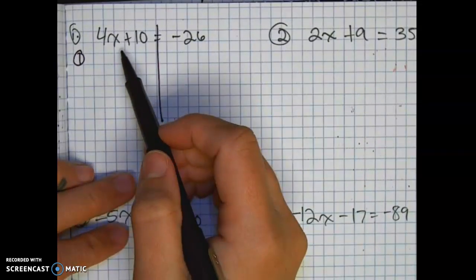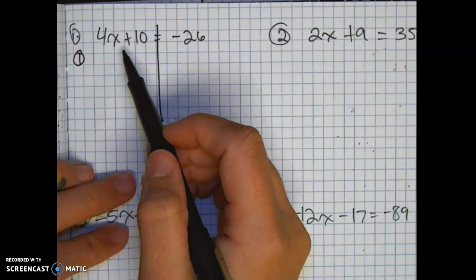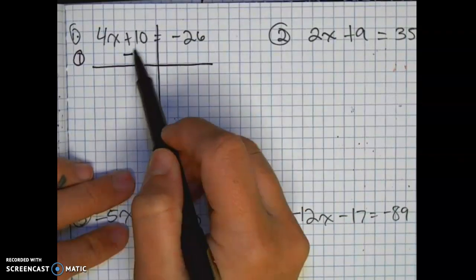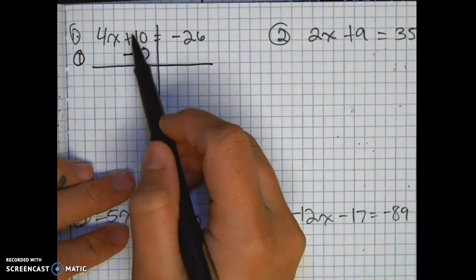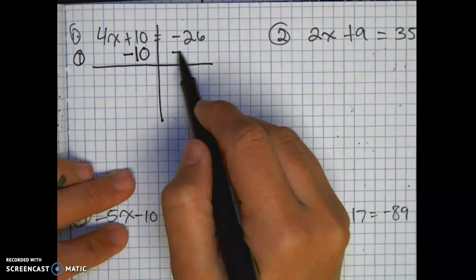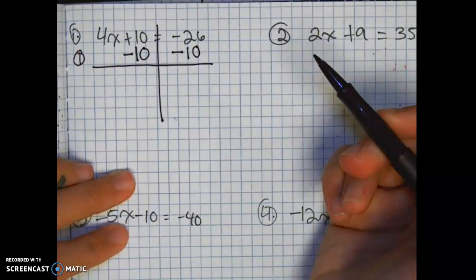So in this case, I have a positive 10. So the opposite of a positive, or a plus 10, is a minus 10. So that's going to cancel. 10 minus 10 will give me 0, which is what I want. I have to do it to both sides.